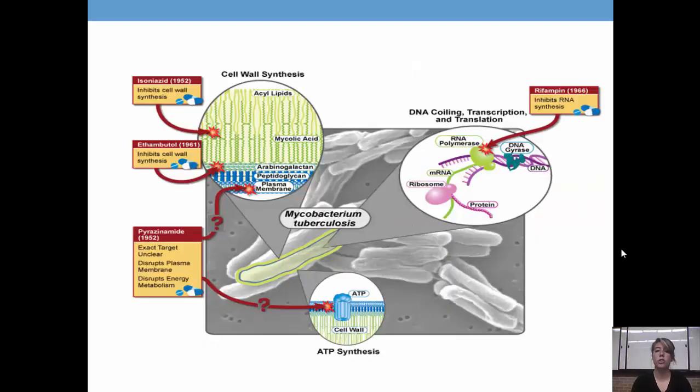Here's a picture on the previous slide, just to give a little more detail. Isoniazid and ethambutol inhibit cell wall synthesis. Rifampin inhibits RNA synthesis, and pyrazinamide has several purposes, one of which is to disrupt metabolism of the bacteria.